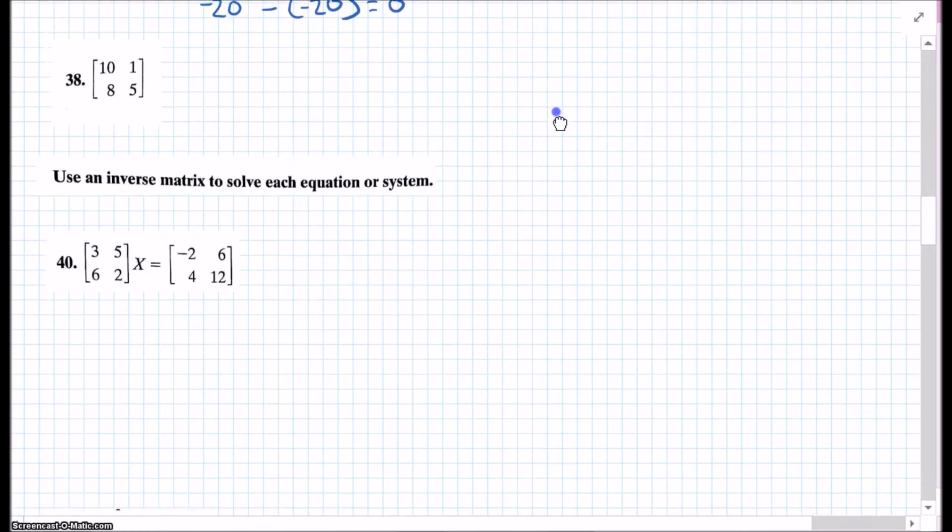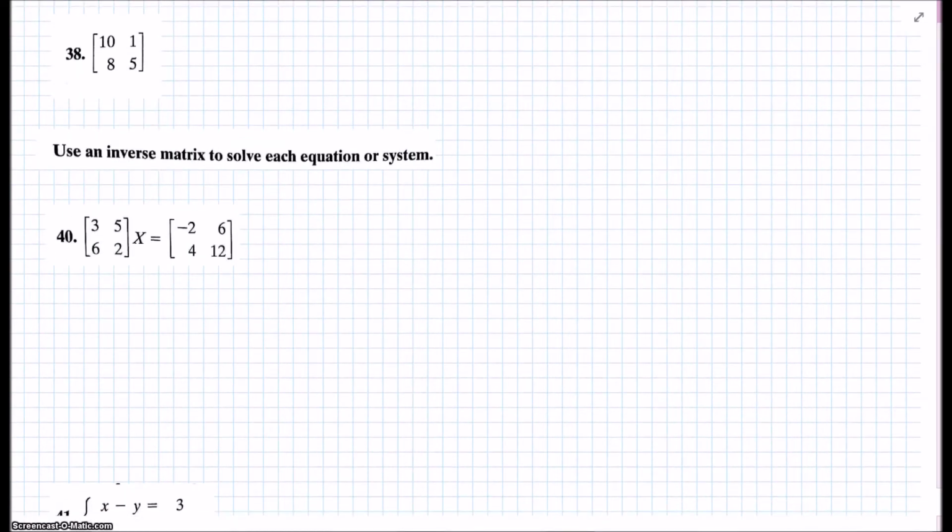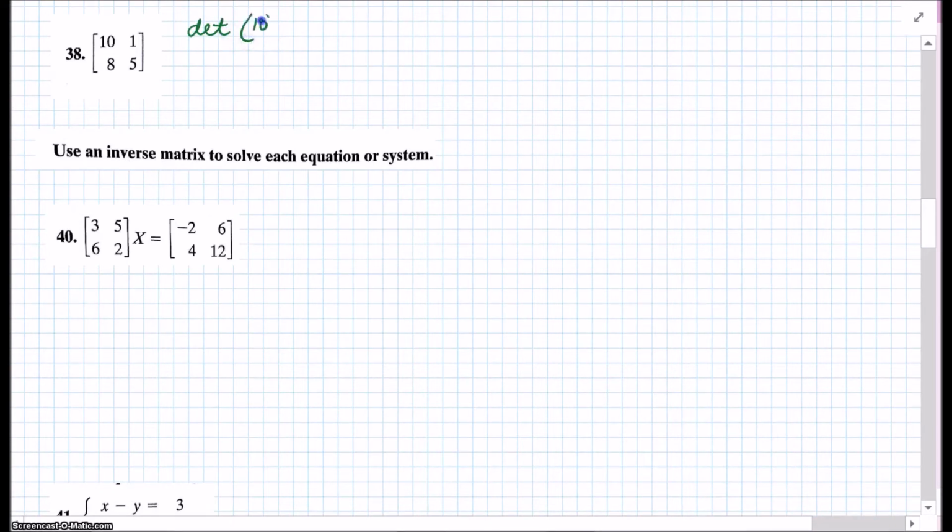38. Find the determinant first. The determinant of this one is going to be 10 times 5 minus 1 times 8. So the determinant is going to equal 50 minus 8, so the determinant is 42. If you remember, the inverse is just 1 over the determinant, which is 42.